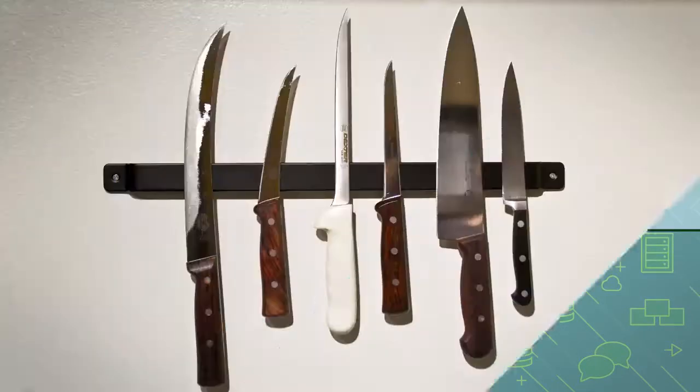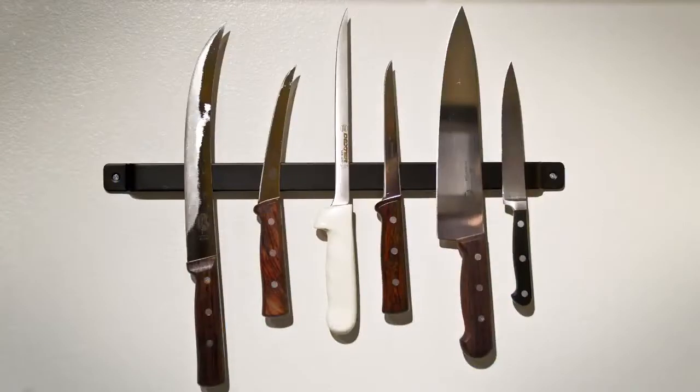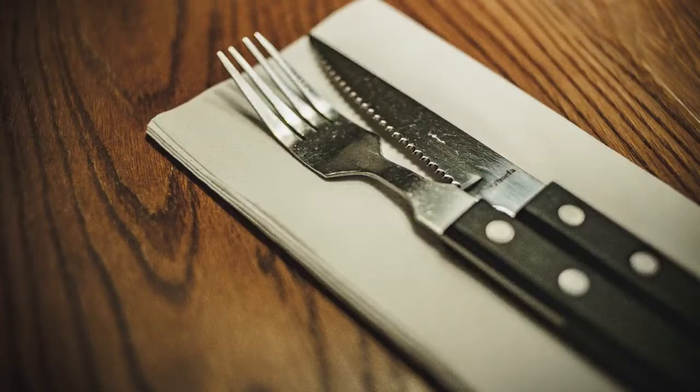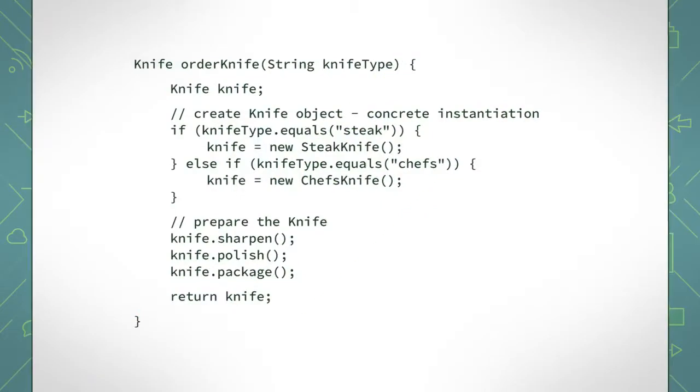Imagine that your software implements an online store, and that you want to create objects to sell in that store. Let's use a knife store, for example. There are many different types of knives, but let's start with steak knives and chef's knives. You have a superclass, knife, with subclasses steak knife and chef's knife. You write a method to order a knife, which will first create one of these knife objects and then prepare it for shipment. Let's say that the preparations that it performs on the knife are sharpen, polish, and package.